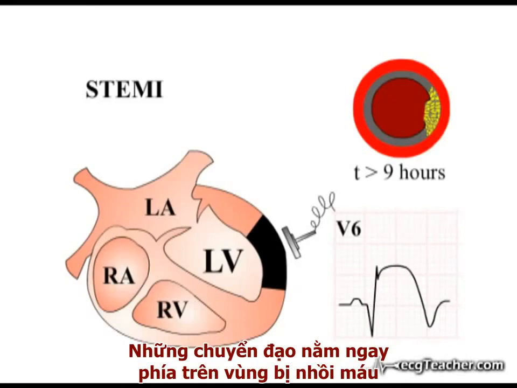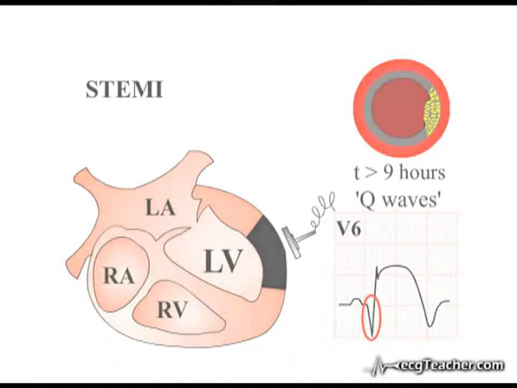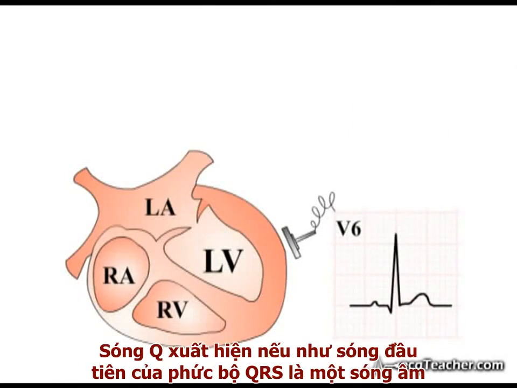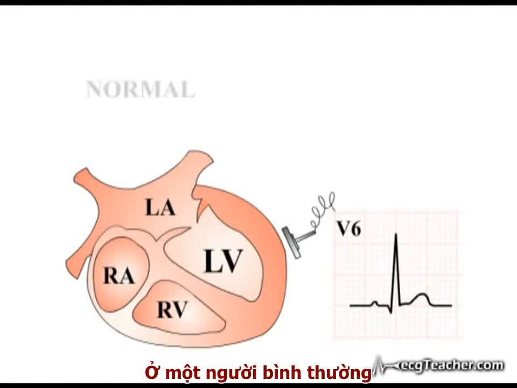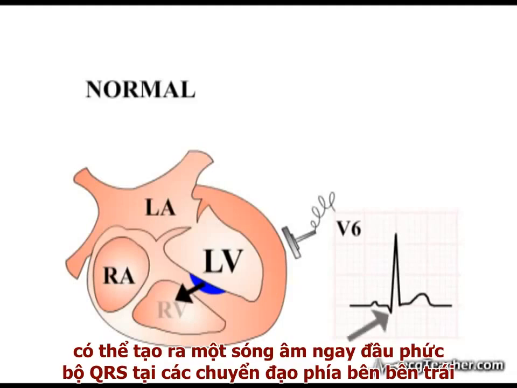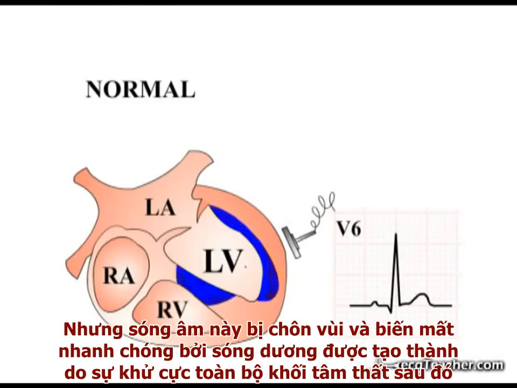The ECG leads looking directly at the infarcted area may develop an abnormality termed pathological Q waves. You will remember from section 1 that a Q wave exists if the first deflection of the QRS complex is negative. In a normal person, the left to right movement of current during depolarization of the interventricular septum can produce an initial negative deflection in the QRS complex in the left lateral leads. But this negative activity is rapidly overwhelmed by current spreading through the left ventricle.